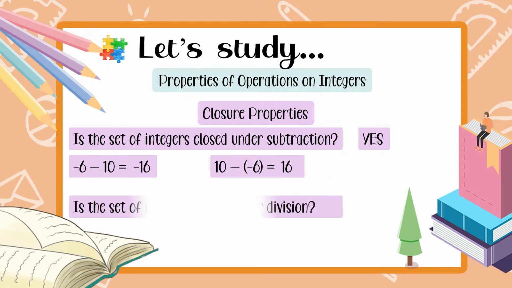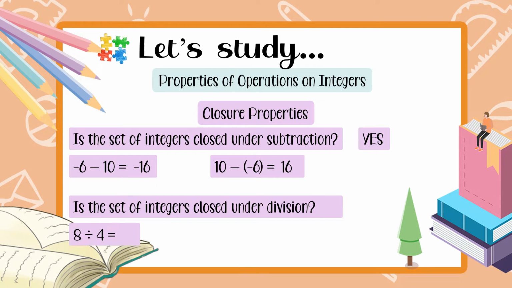How about this question? Is the set of integers closed under division? Let's see. 8 divided by 4 is equal to positive 2. 8 is an integer, 4 is an integer, and 2 is also an integer. So the answer here is yes.